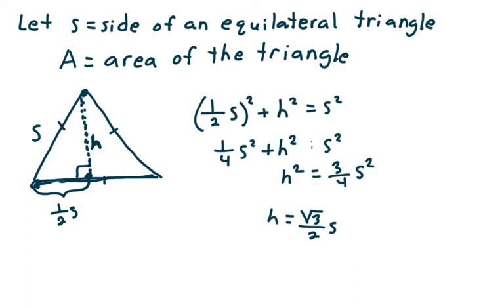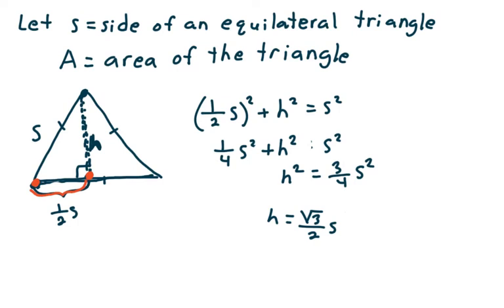So we're going to let s equal the side of an equilateral triangle, and let A equal the area of an equilateral triangle. I drew a triangle, and if you notice, I started at the top and dropped a perpendicular down, and we're going to let h represent the altitude of the triangle. When you drop the altitude down to the opposite side, the length from here, what I'm highlighting in red, to here will be half the total length of the side. So that length here will be 1/2 s.